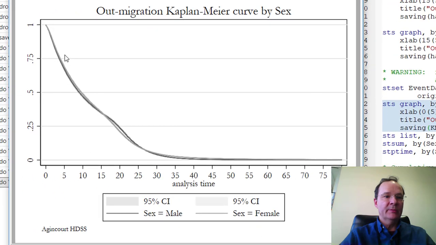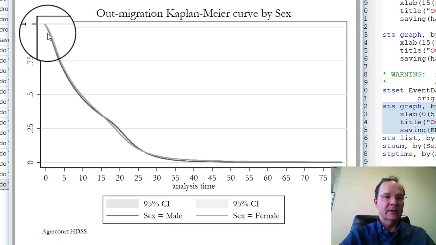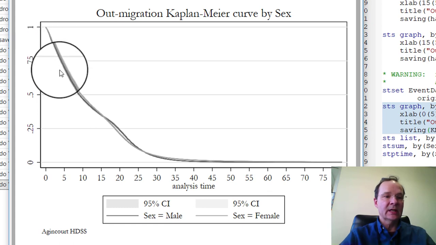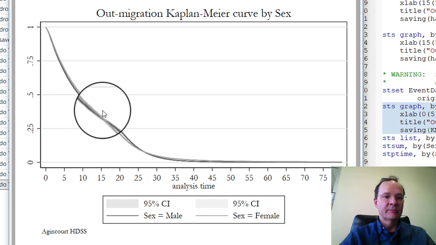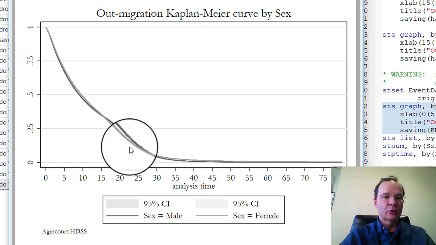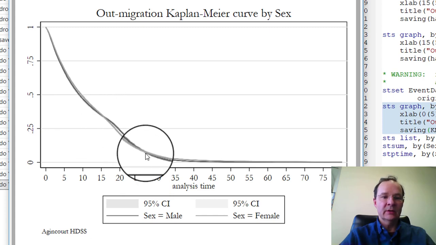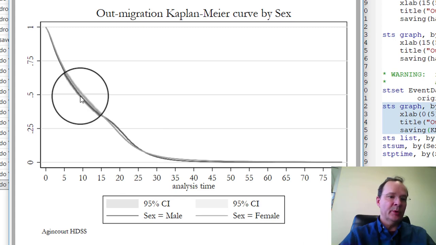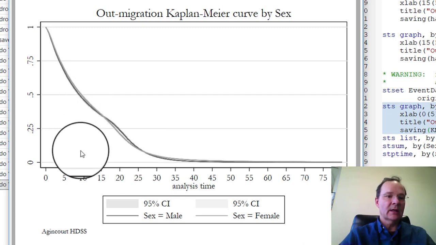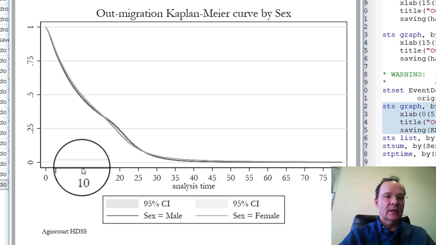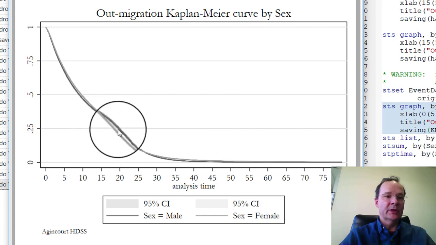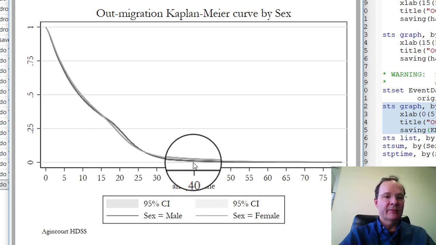So this Kaplan-Meier curve is telling us that males and females first out-migrated with the same intensity. There isn't much difference between the two, because here we are looking at only the first event. Half of the population here migrated before 10 years old, and three-quarters of the population, males or females, actually migrated before 20 years old. By 40 years old, all the population had migrated at least once.